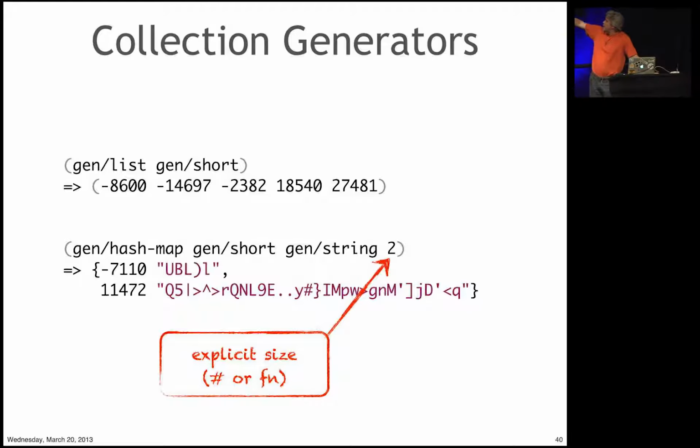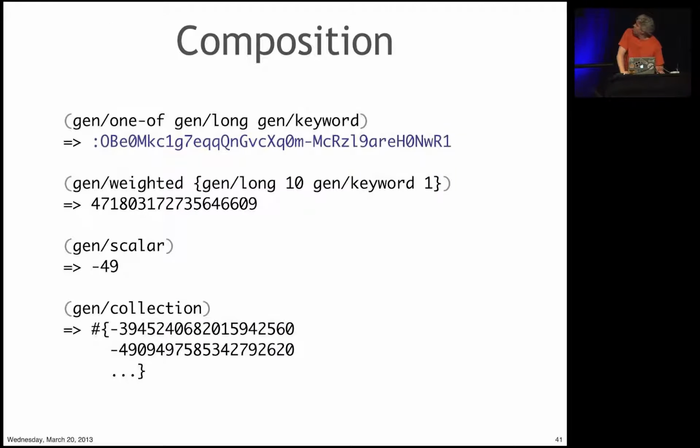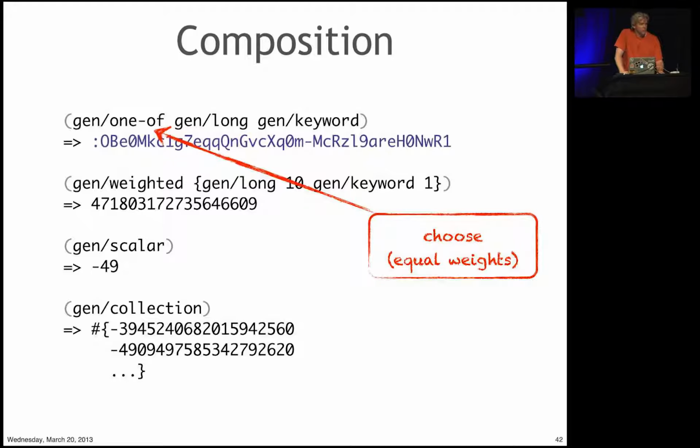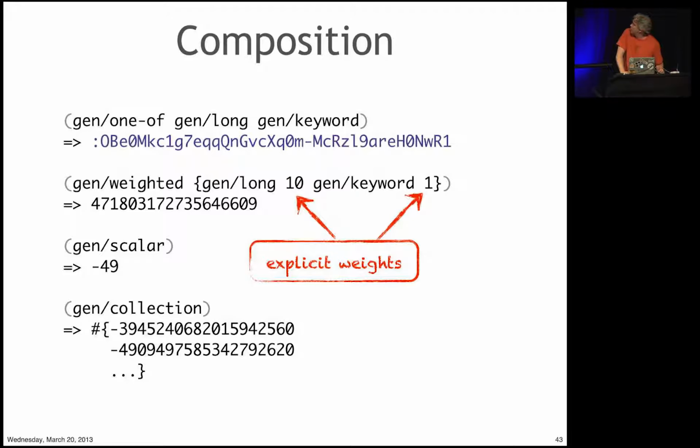So this says make me a hash map from shorts to strings of size 2. This could have been make me a hash map of shorts to strings of gen uniform 0 a million, and then you get a different distribution. And then, of course, you can compose these things together. So gen one of gives you one selected at random with equal weight from other generators. Gen weighted lets you choose weights. So prefer here to give me longs, but every once in a while give me a keyword.